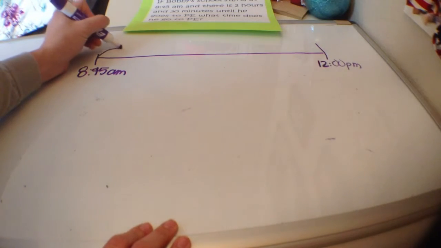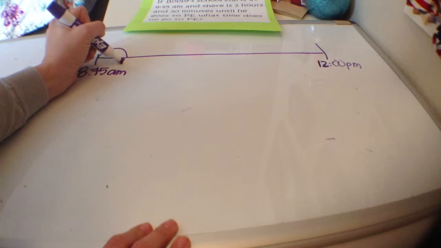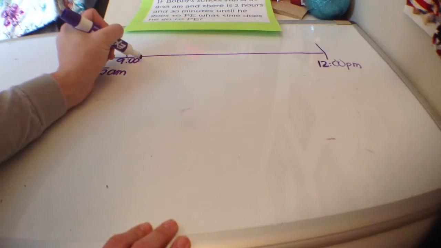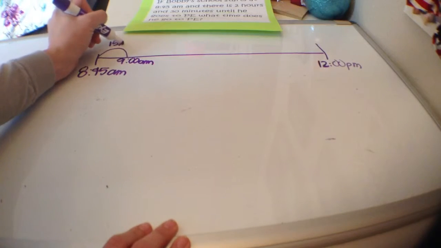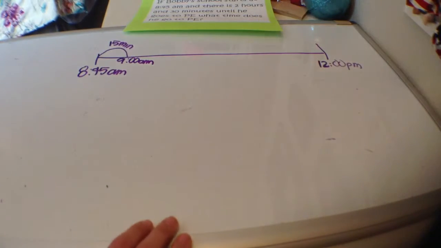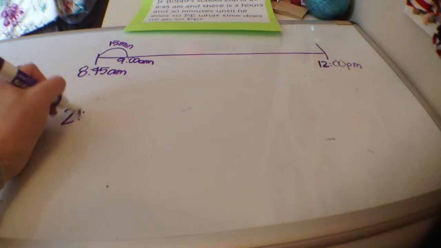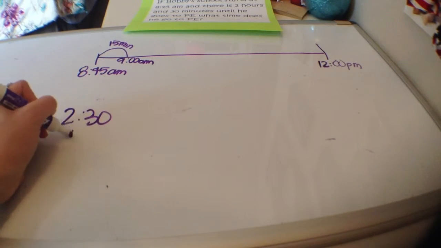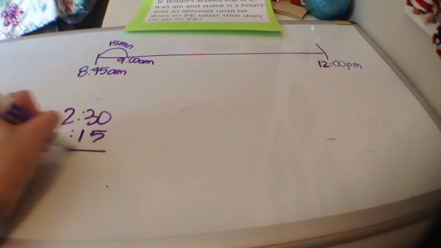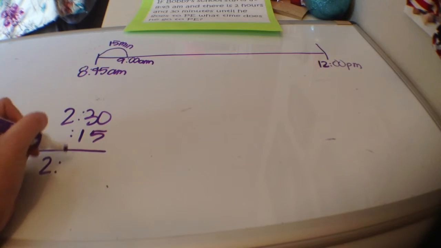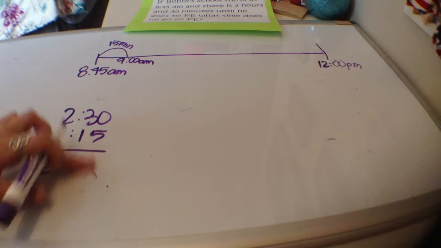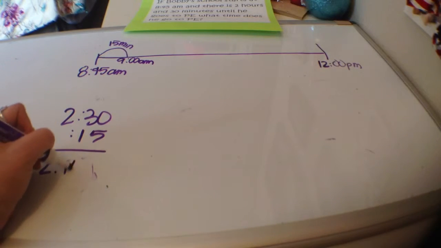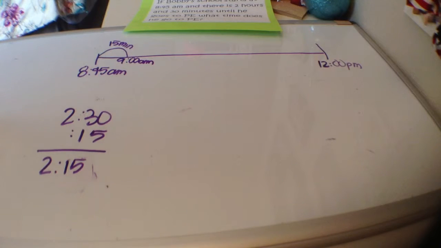So we will jump from 8:45, regrouping at 9, and that will be a 15-minute jump. So if we're wanting to go a total of 2 hours and 30 minutes, and we already went 15 of those minutes, we know that we still need to go 2 hours and 15 minutes longer.